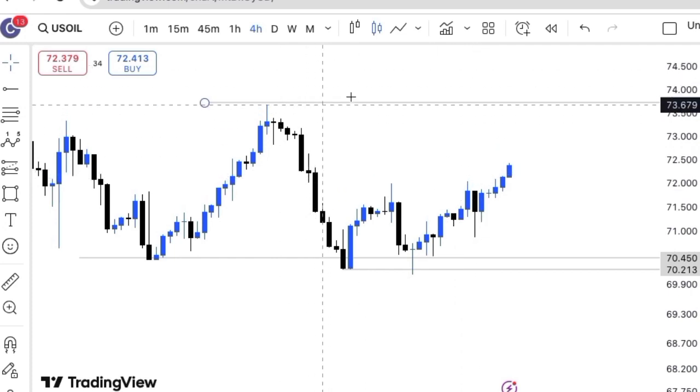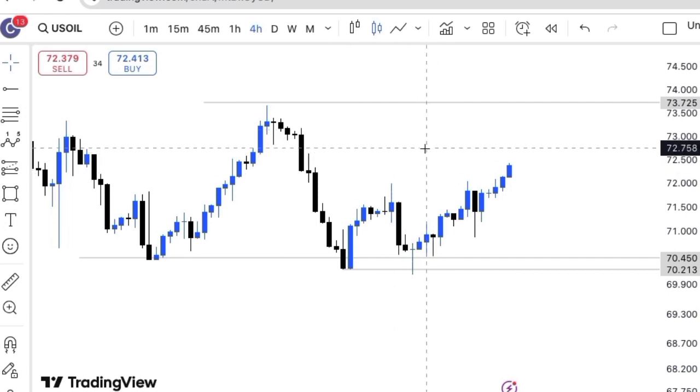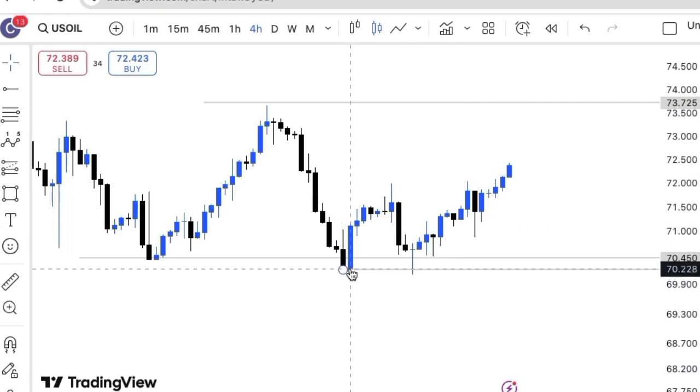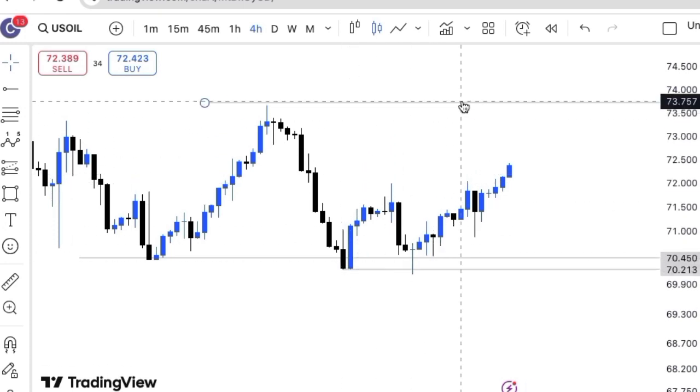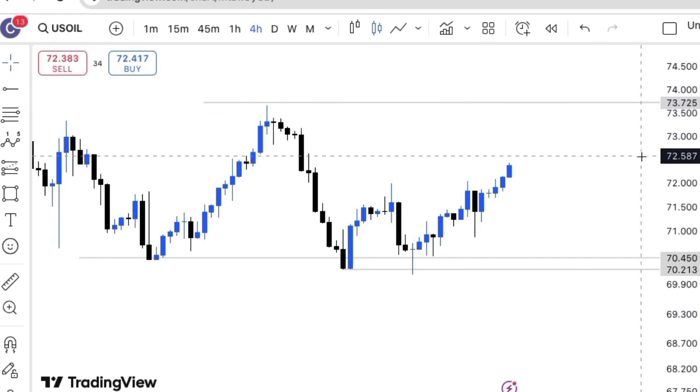Your target is here. This is where you're going to close all your positions. So you close this and this first. This is the one you're going to hold till here, depending on your risk appetite anyway, the size of your account. So if you master this strategy, you're good.